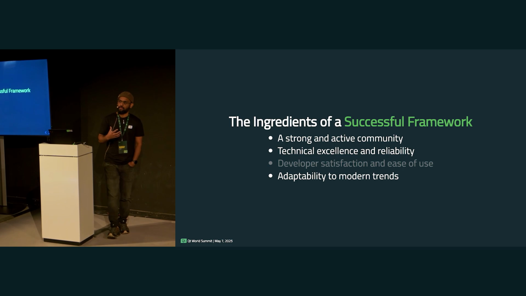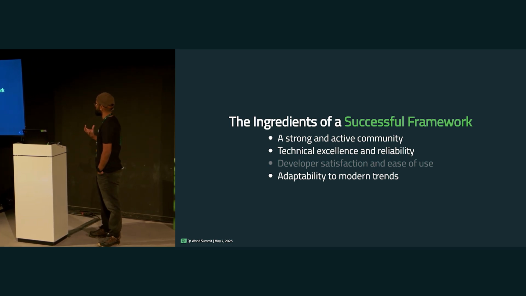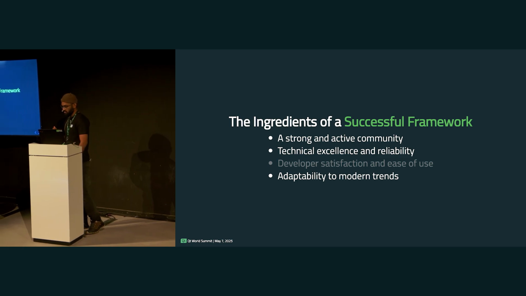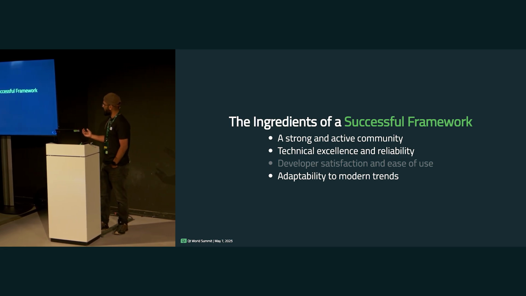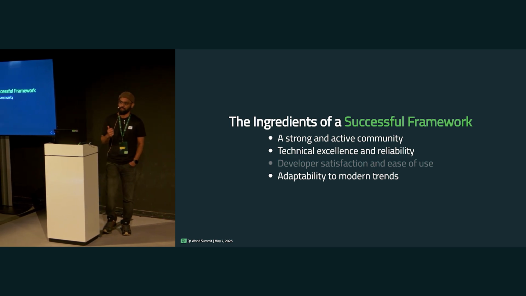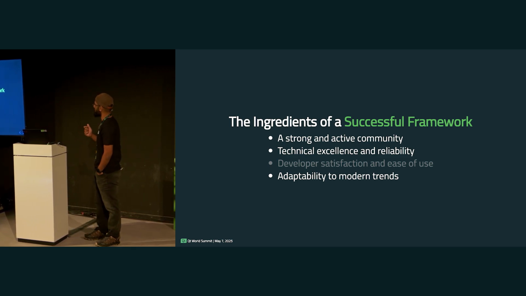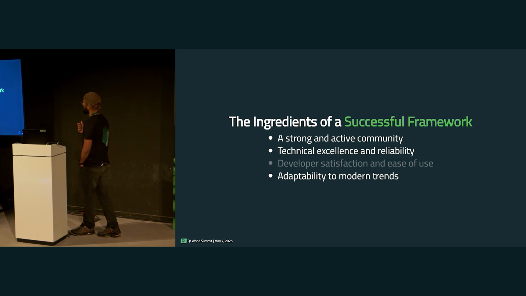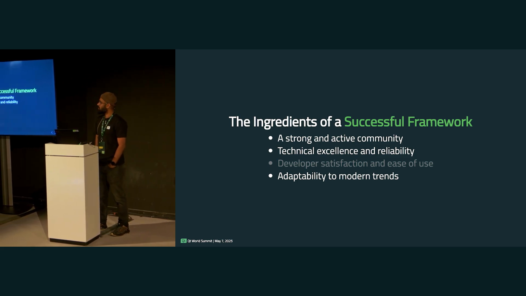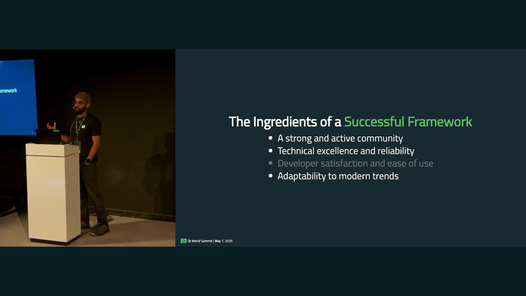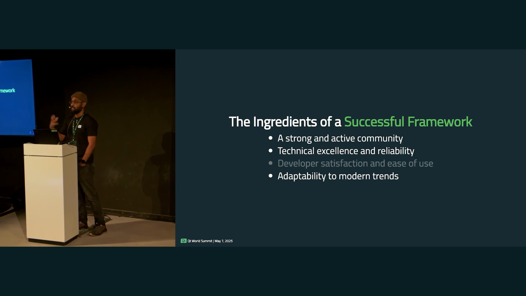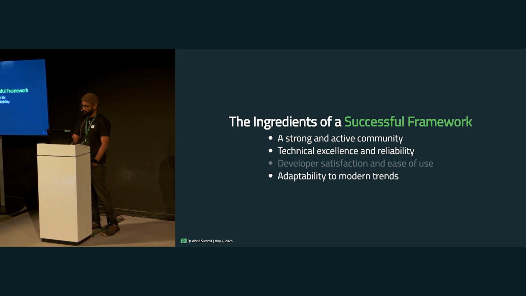I want to start with what I believe are the ingredients of a successful framework, like Qt, Flutter, Electron, etc. I'm sure that many of you would agree with these points. The very first point is a strong and active community, which is a key ingredient because it promotes continuous improvement. Technical excellence and reliability is also a key ingredient because that enables developers like you and me to build trust in that GUI framework.